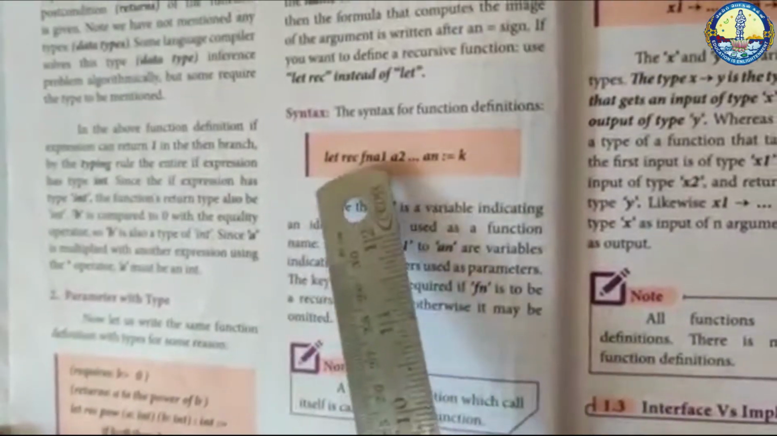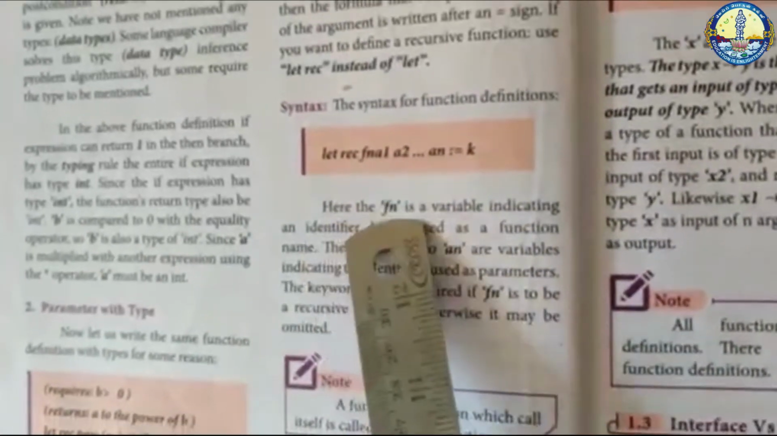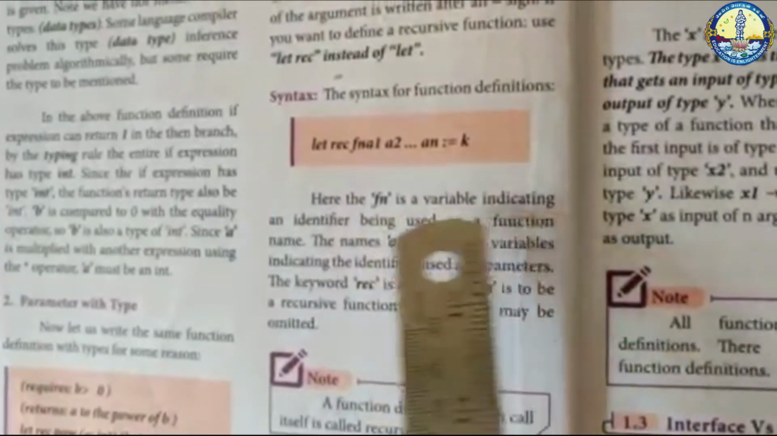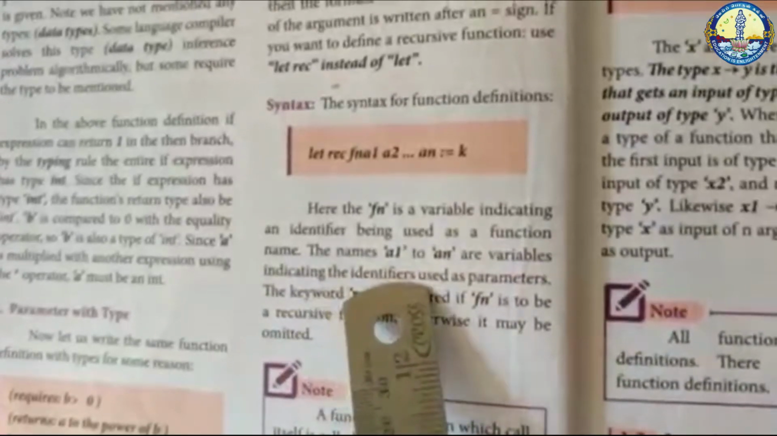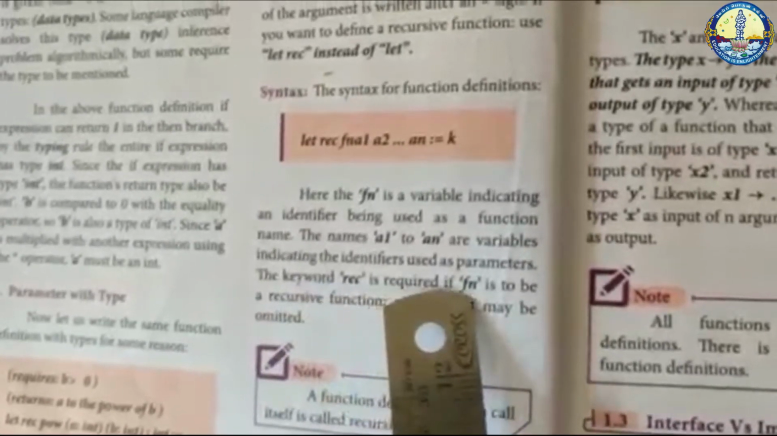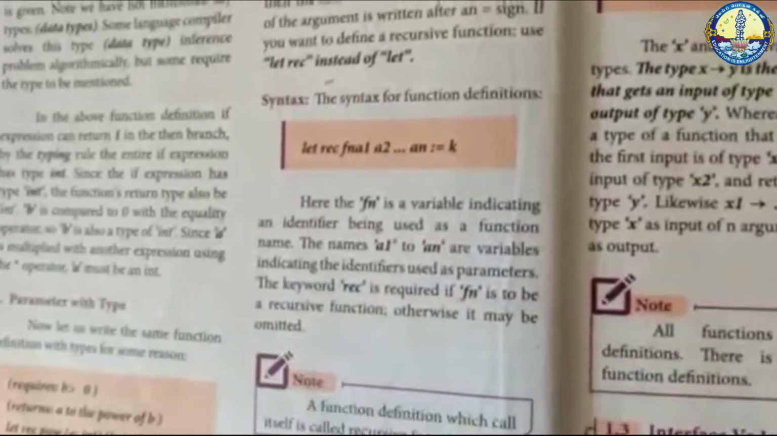The syntax for function definitions: let rec function a1, a2 up to an equal to k. K is the output; a1, a2, an are the inputs. Recursive function. Here the function is a variable indicating an identifier being used as a function name. a1 to an are variables indicating the identifiers used as parameters. The keyword rec is required if the function is to be a recursive function. Otherwise it may be omitted.